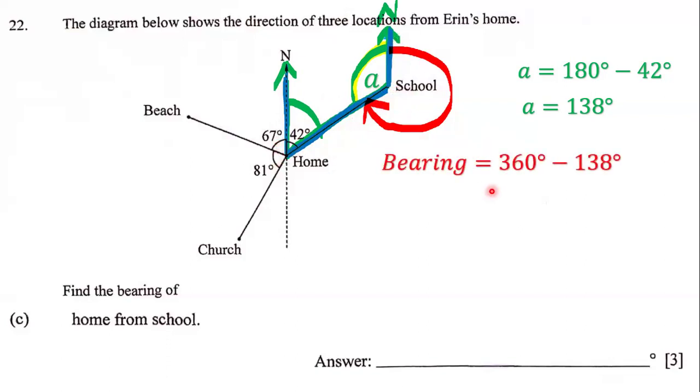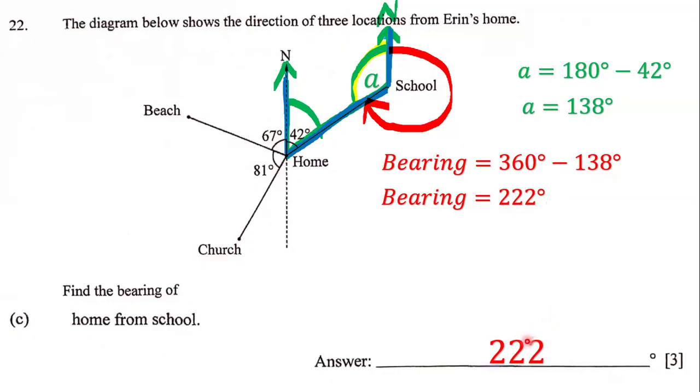Okay, so now that we know that A is 138, all we need to do is take 360 and subtract 138, and that should give us this angle that's in red. And so we have 360 minus 138, and 360 minus 138 gives us 222. And so that means that our bearing of home from school is going to be 222 degrees.